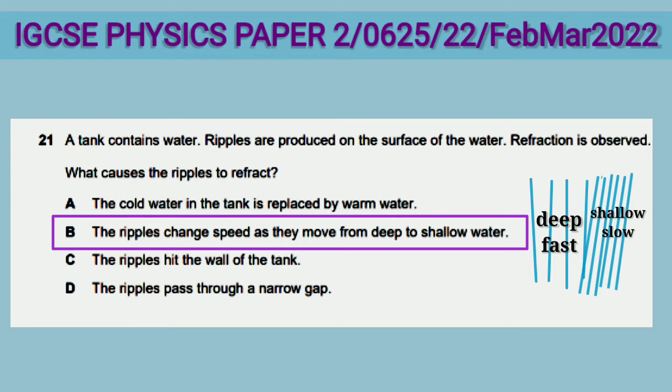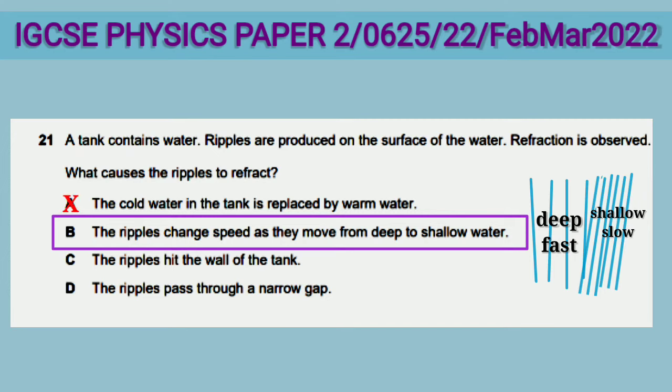Ripples change speed as they move from deep to shallow water. Let us check other options too. Option A. Cold water in the tank is replaced by warm water. There is nothing in the question to indicate what is causing this temperature difference. But anyway, depth of water is the factor which affects change in speed, and this change in speed causes ripples to refract. So option A is incorrect.